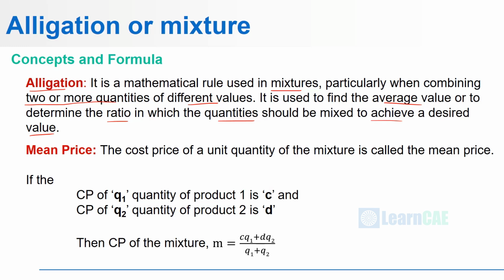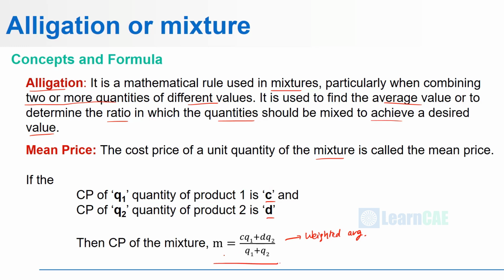Next is mean price. This is nothing but the cost price of a unit quantity of the mixture. So that is called mean price. For example, if the cost price of Q1 quantity of product 1 is C and the cost price of Q2 quantity of product 2 is D, then the cost price of the mixture, that is the mean value, will be equal to (CQ1 + DQ2) divided by (Q1 + Q2). This is nothing but the weighted average. So this formula is used to find out the cost price of the mixture, that is the mean price.